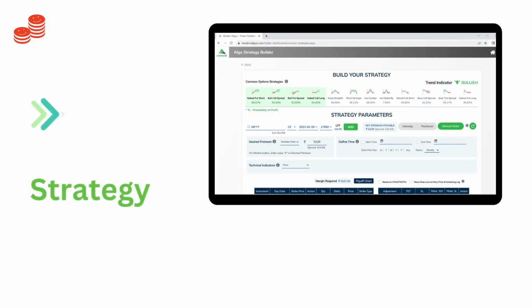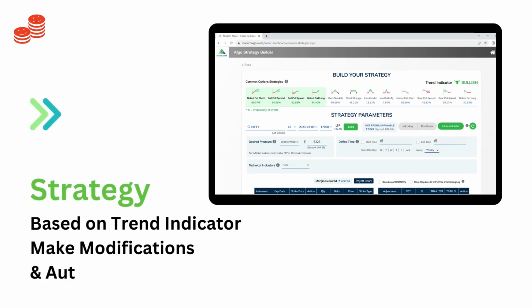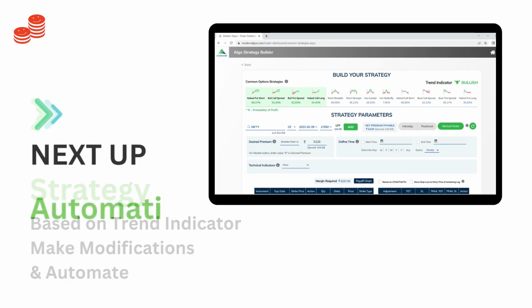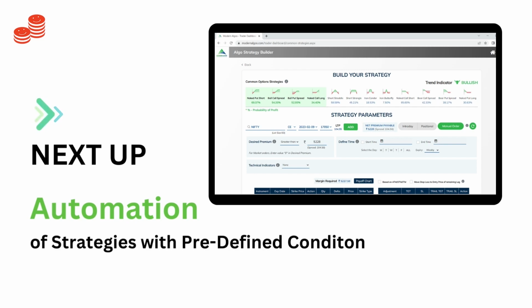In this way, you can choose any common strategy, make modifications, and start automating a strategy. Stay tuned to know about other strategies in detail and how to automate them.